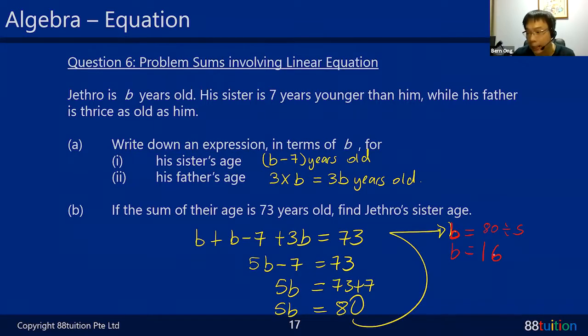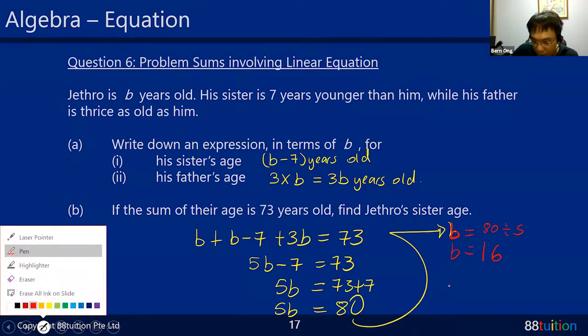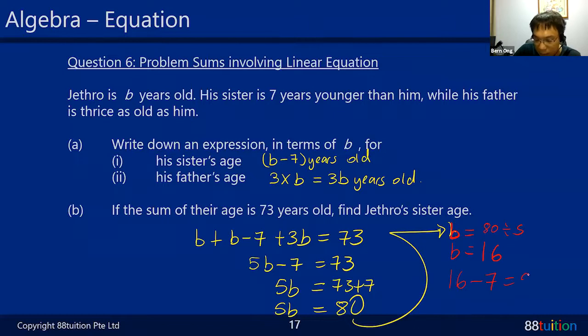But the question is looking for what? The question is looking for Jethro's sister's age. So Jethro's sister's age is what? Must minus 7, right? So 16 minus 7 is equal to 9 years old.